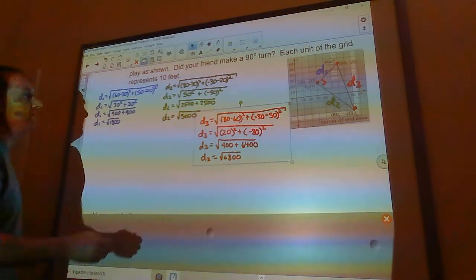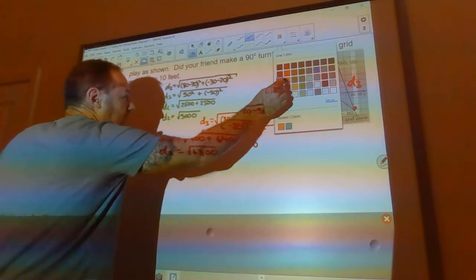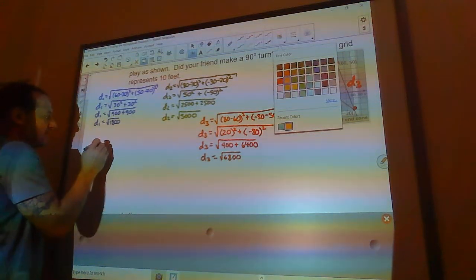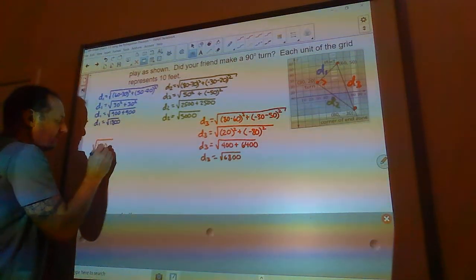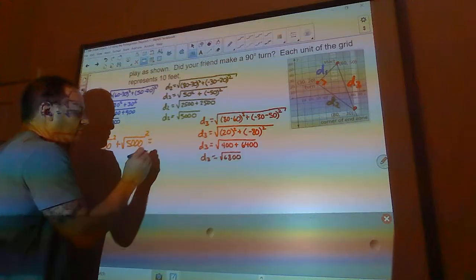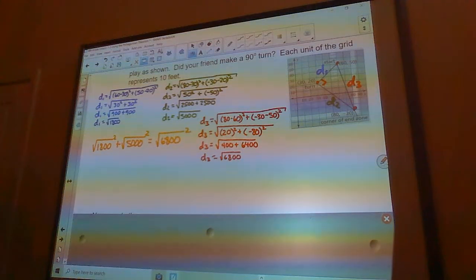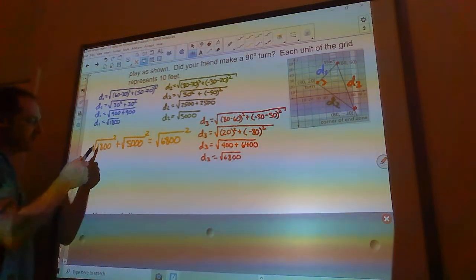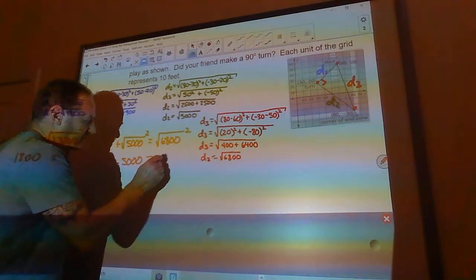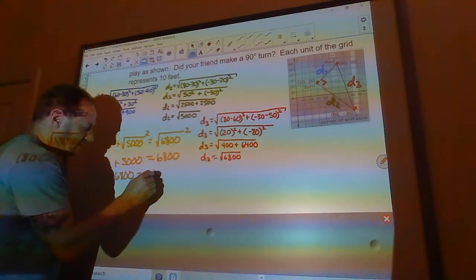Now what I want to do is plug them into the Pythagorean theorem and see if they work. Okay, so the shortest two are these two, so it's going to be the square root of 1800 squared plus the square root of 5000 squared should equal the square root of 6800 squared. Now you're going to see why I left them square roots, because this gets super easy real quick, because the squares cancel the square root. This is 1800 plus 5000 should equal 6800, and this is 6800 equals 6800.